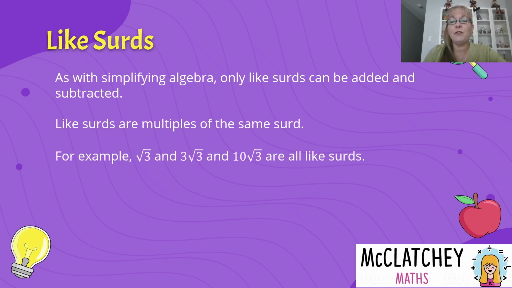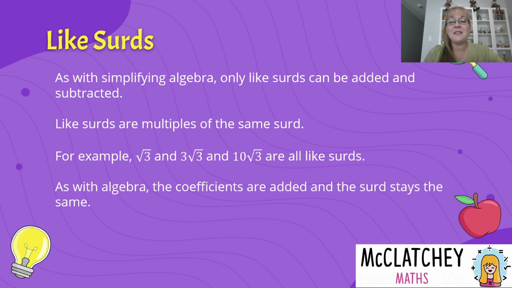So for example, root 3 and 3 root 3 and 10 root 3 are all considered to be like surds. It's this root 3 part that identifies them as like surds. In fact, we call these numbers in the front coefficients as well, just like we did with 3x and 10x. Those coefficients get added. So this would be a 1 root 3. We just don't write the 1 because we like to keep it simple in maths.